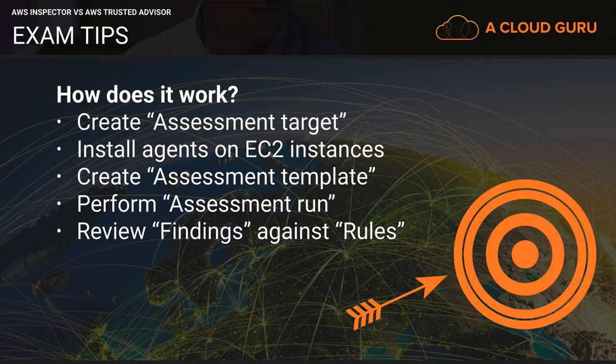Okay, so what are my exam tips? Well, you should remember the difference between AWS Inspector and Trusted Advisor. With Inspector, what we do is we go in and we create an assessment target. We then went in and installed agents on our EC2 instances. We then created an assessment template. So we did a vulnerability one and then a master one. We then performed our assessment runs. The default one is an hour, but you can run them for up to 24 hours. And we then review the findings against the rules, and it generates this really nice PDF report.